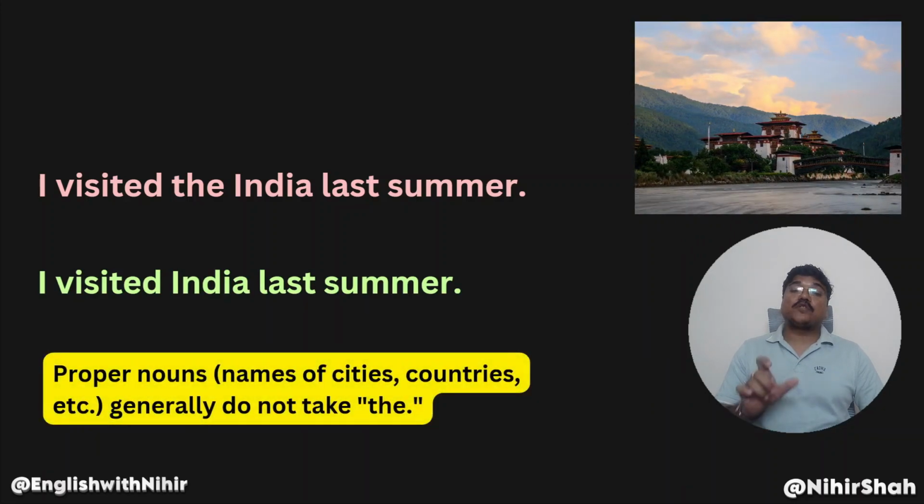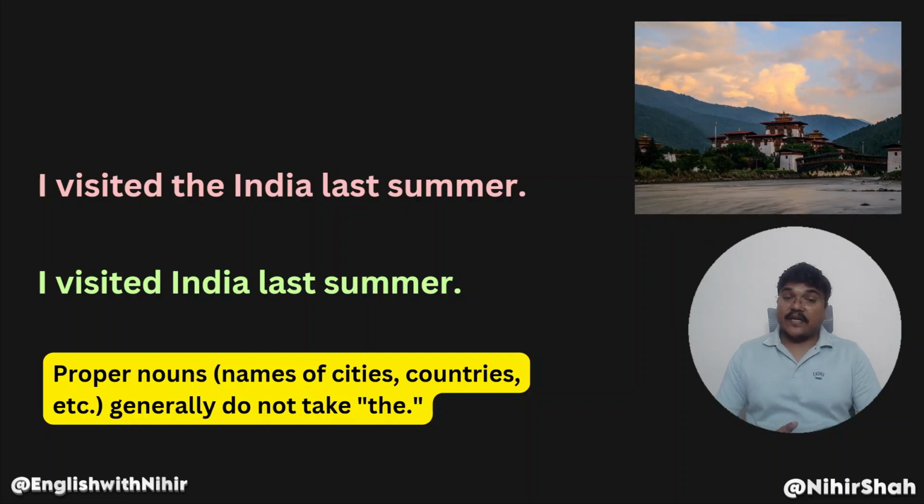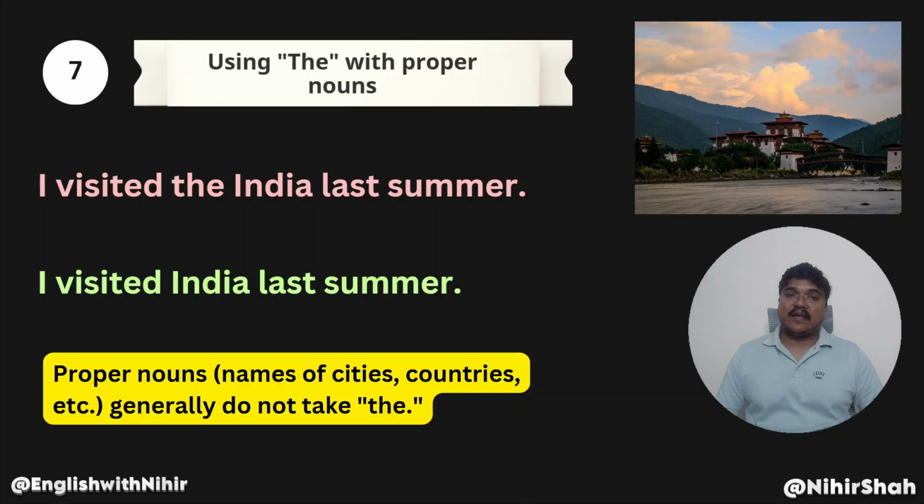Why? Because proper nouns like names of cities and countries generally do not take the. This is mistake number 7: using the with proper nouns. Now, one question for you. If for countries we don't use the, then why do we say the United States of America? Think about it and give your answers in the comments. Research on it and give your answer in the comments.